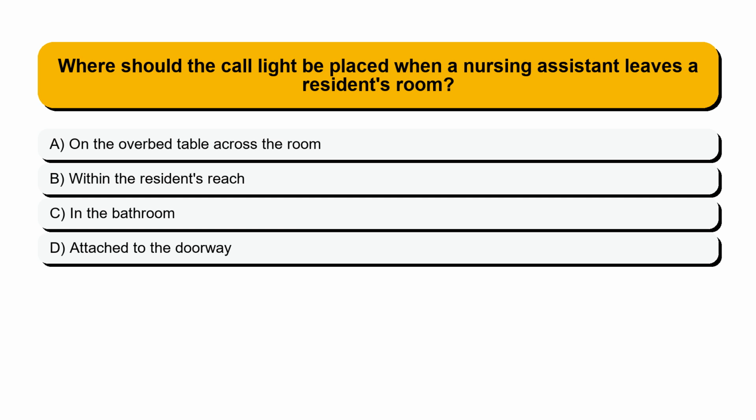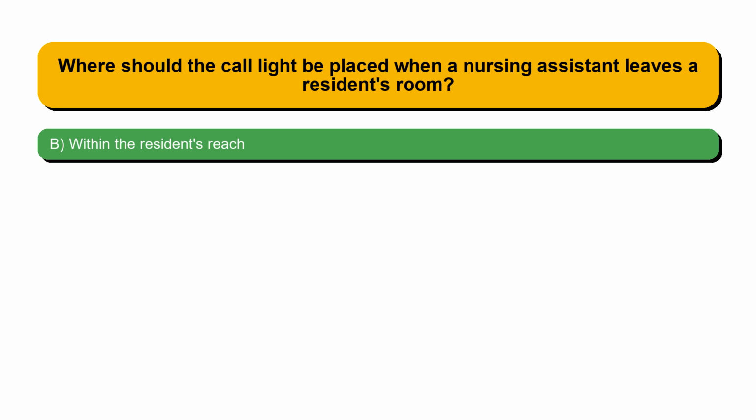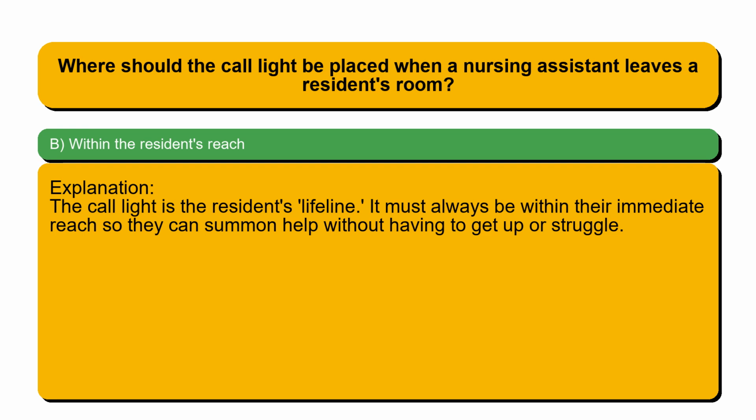Question 78. Where should the call light be placed when a nursing assistant leaves a resident's room? Option A, on the overbed table across the room. Option B, within the resident's reach. Option C, in the bathroom. Option D, attached to the doorway. The correct answer is option B, within the resident's reach. The call light is the resident's lifeline. It must always be within their immediate reach so they can summon help without having to get up or struggle.